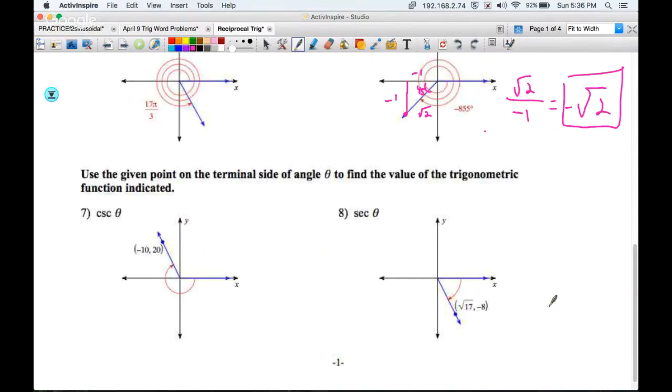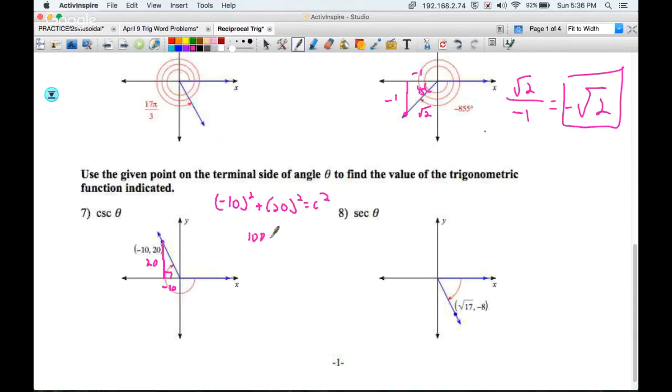All right, I've got a point on my terminal side. I want to find the trig function indicated. The coordinates of that point give me 2 of the side lengths of the right triangle that this makes. So if I drop the line down here to make a right triangle, the y value would be the height of that triangle. The x value would be the base. Cosecant, that's going to require that I know the hypotenuse. So I'm going to do the Pythagorean theorem real quick to calculate for the hypotenuse.